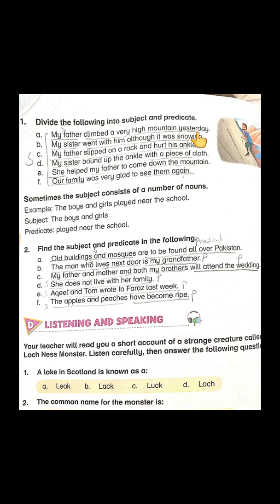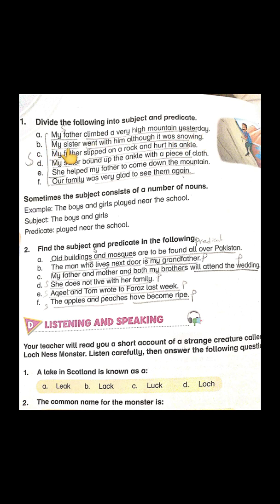Listen, one more clue about predicate is that once you have excluded the subject, the rest of the sentence is your predicate. Remember this. Another thing is that a predicate always has a verb in it. The third thing, which is the definition of predicate, is that it talks about the subject. So the rest of the sentence, climbed a very high mountain yesterday, is our predicate.